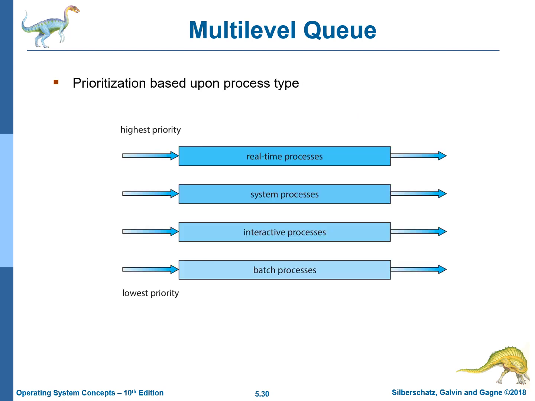Prioritization is based upon process type. Here we can see from highest priority to the lowest priority. The highest priority here is real-time processes, and then system processes, and then interactive processes, and the lowest is batch processes.